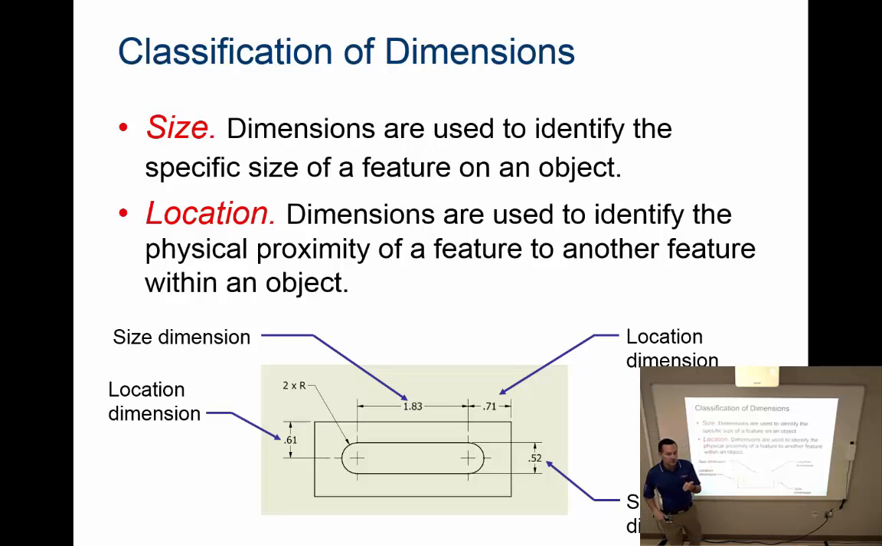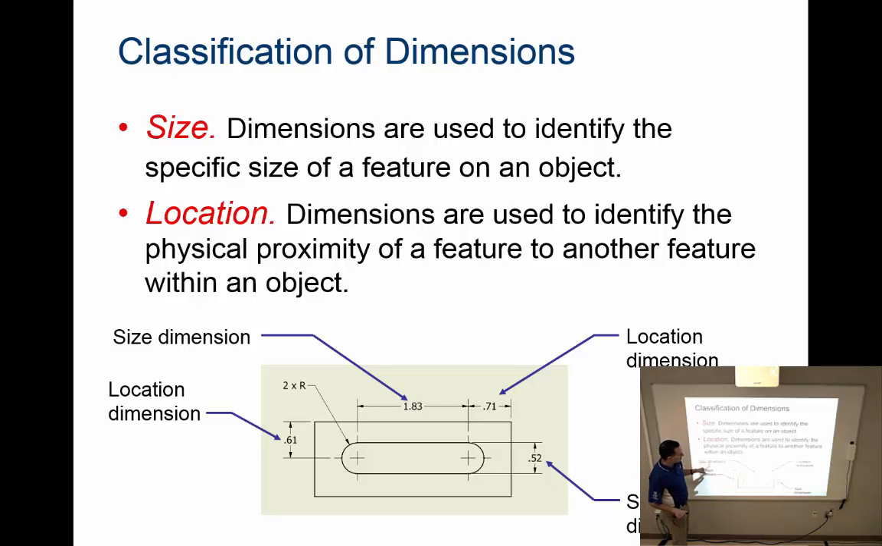Classification of dimensions, there are two types. It's either a size dimension or it's a location dimension. The size dimension is going to be used to identify the specific size of the feature of your object, as compared to a location dimension, which is used to identify the physical proximity of a feature to another feature within an object. So let's look at an example here.